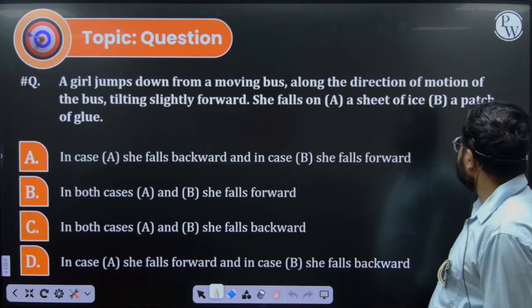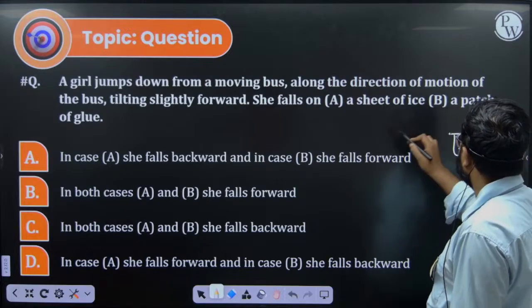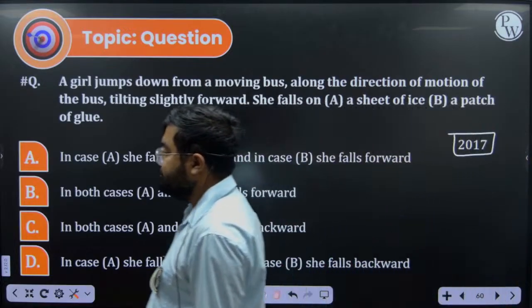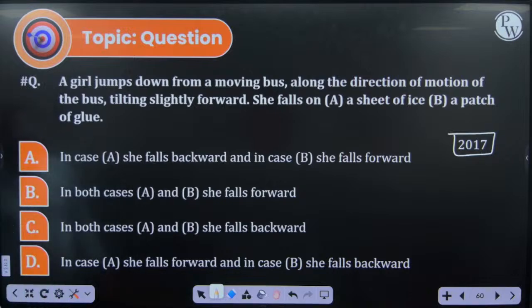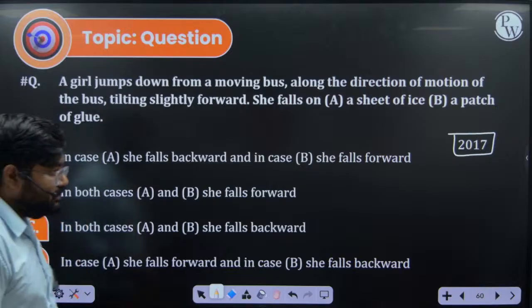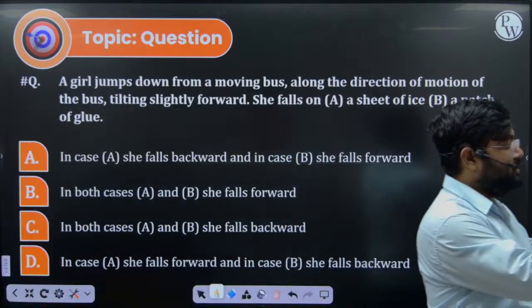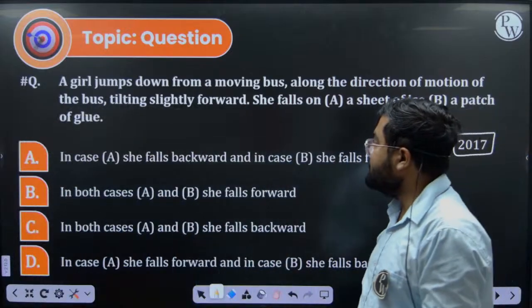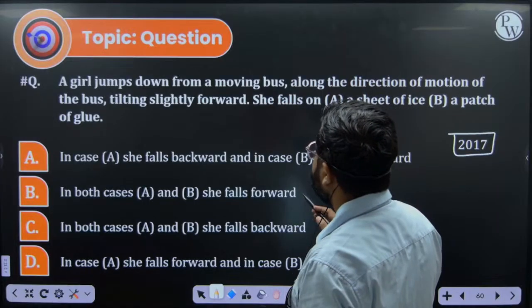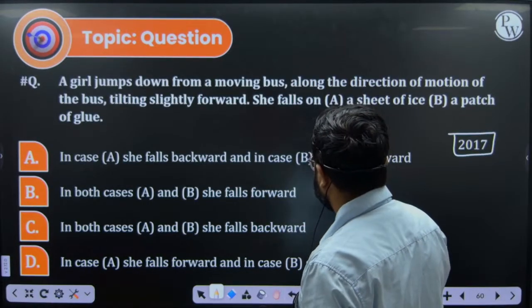Next question, again a theoretical type of question. 2017 again. A girl jumps down from a moving bus. The bus is moving, and the girl is jumping from the bus along the direction of motion of the bus, outside the bus, tilting slightly forward.